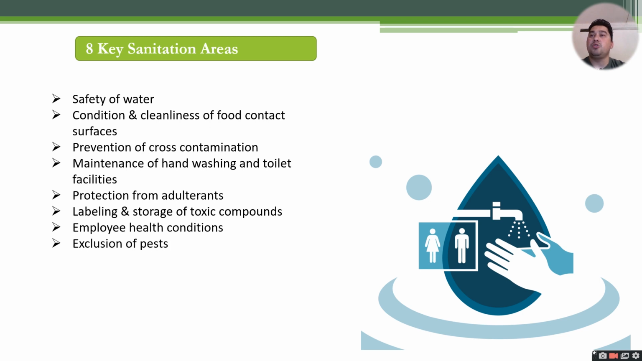Condition and cleanliness of the food contact surfaces. Prevention of cross-contamination. You should avoid cross-contamination. There are certain ways which you can use, like color coding and other processes, to avoid cross-contamination. Maintenance of hand washing and toilet facilities. Protection from adulterants. Labeling and storage of toxic compounds. Employee health conditions and exclusion of pests.